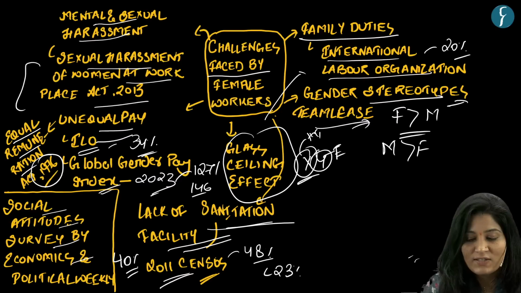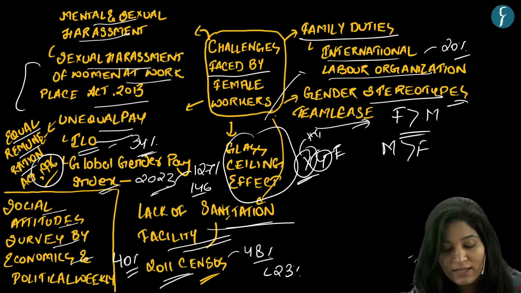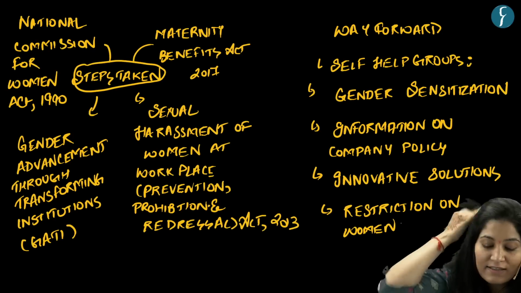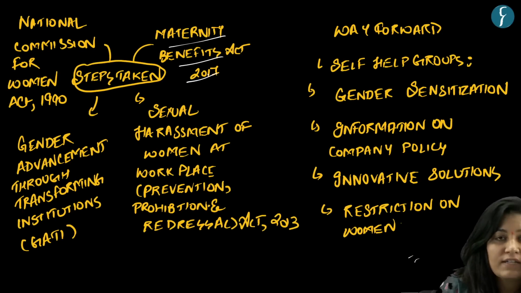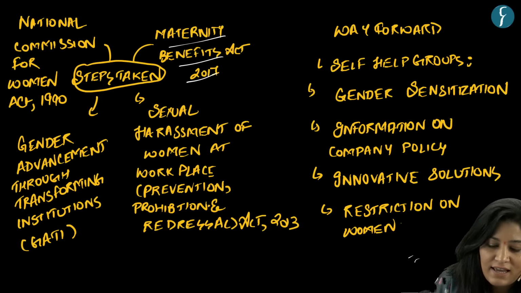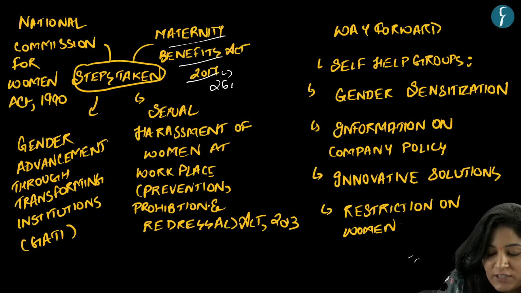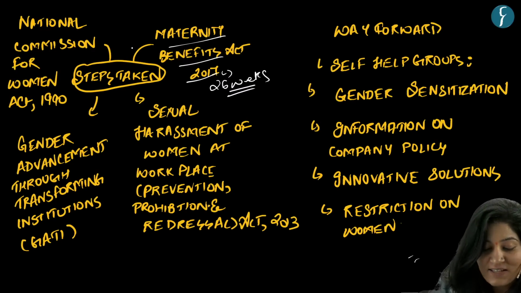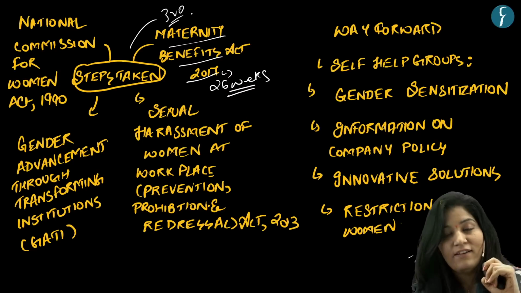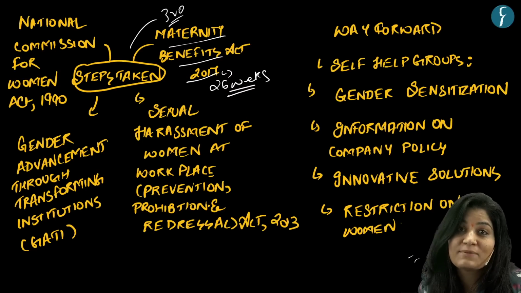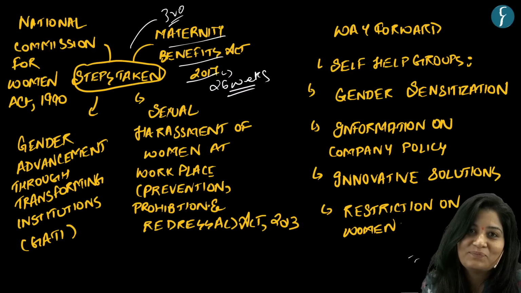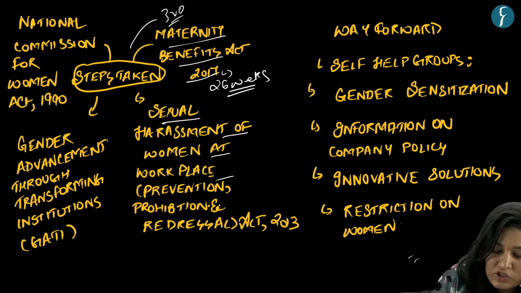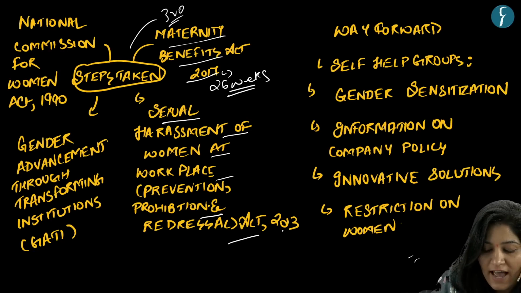Okay. So we have seen the challenges faced by female workers. Now let's see what steps have already been taken by the government. The first is the Maternity Benefit Act 2017, which we have just now discussed, that provided maternity leave of 26 weeks. Okay. And you should know that India is the third largest maternity leave provider.